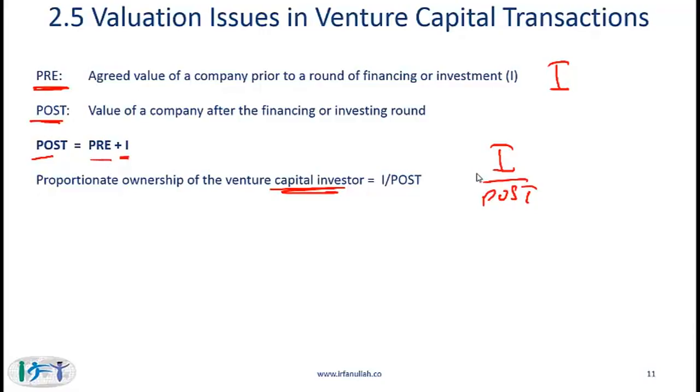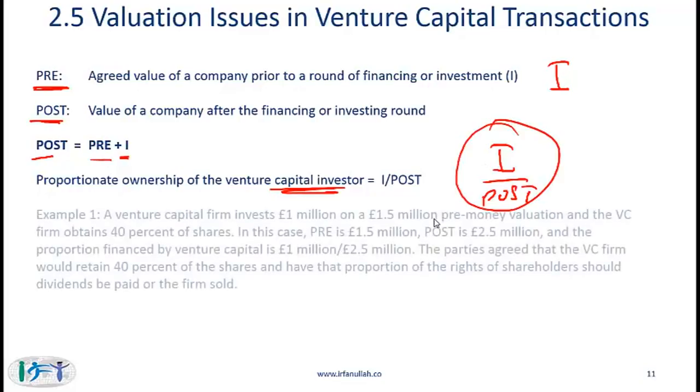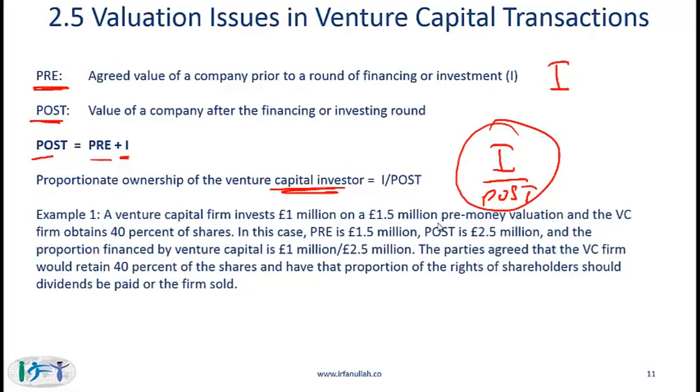Fairly straightforward. So the proportionate ownership of the outside investor, the private equity firm, is given by this fraction. Now, just to illustrate the point, a VC firm invested 1 million on a 1.5 million pre-money valuation, and the VC firm obtains 40% of the shares.